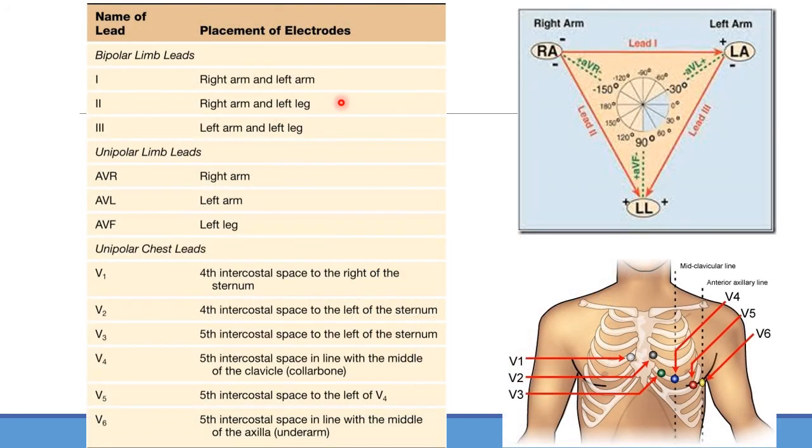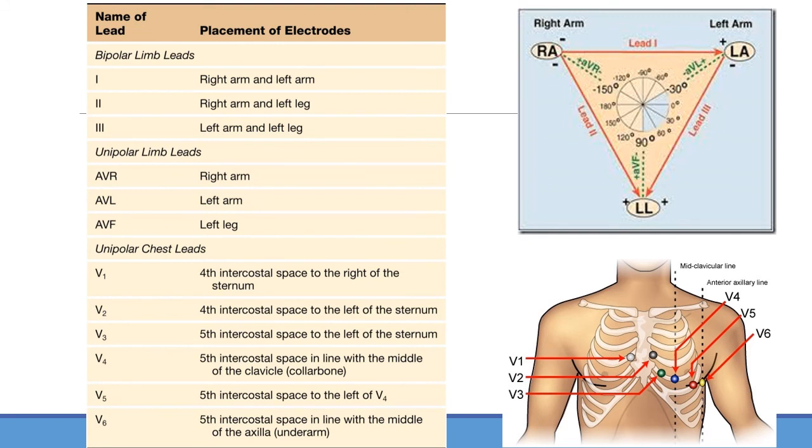So here's another good table showing you where all the leads are going to be looking. Again, I'm not going to focus so much on where specifically you're placing the precordial leads. I'm not going to ask you which intercostal space this one goes to. That's not really my purpose here, but I do want you to have an idea of what each of these is essentially looking at, what areas of the heart.